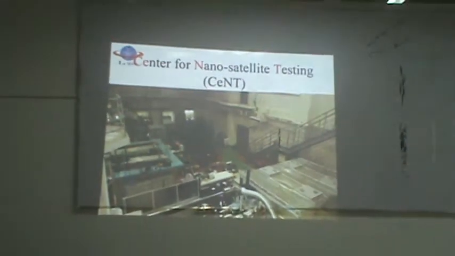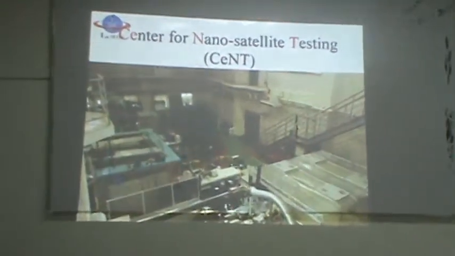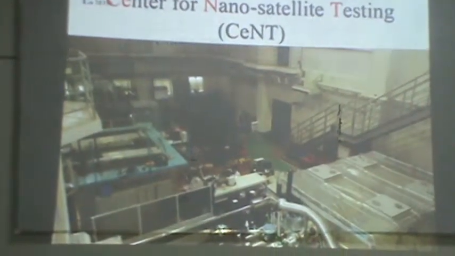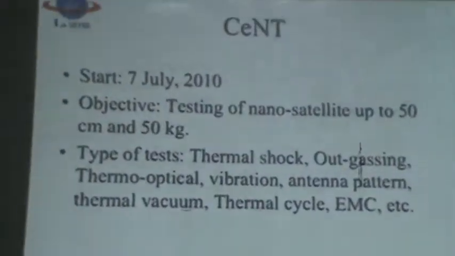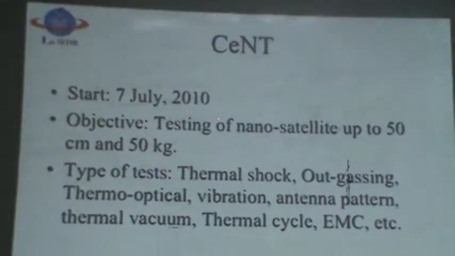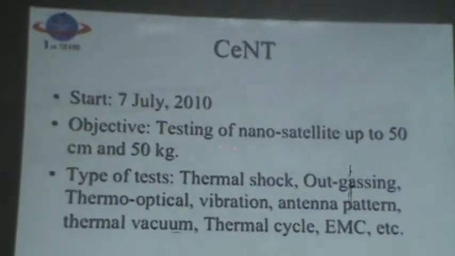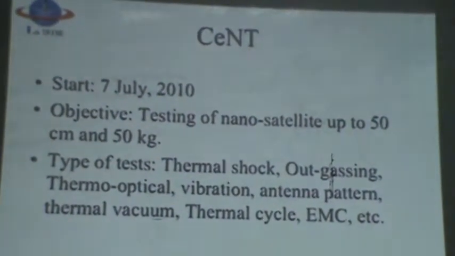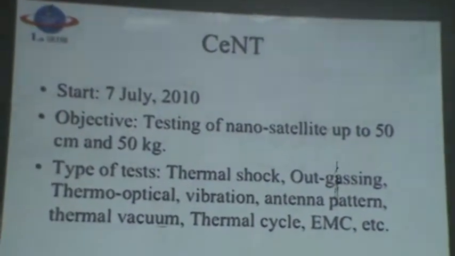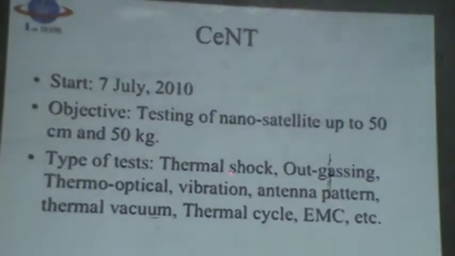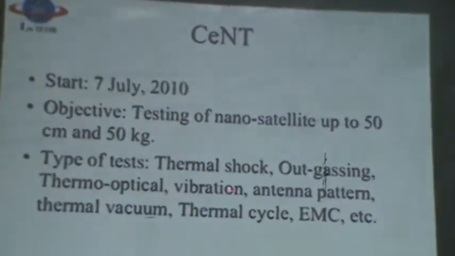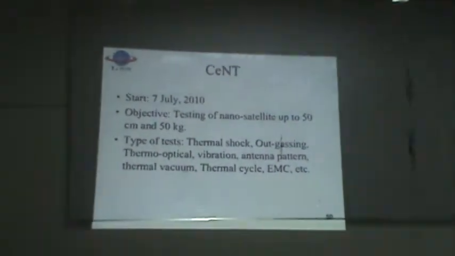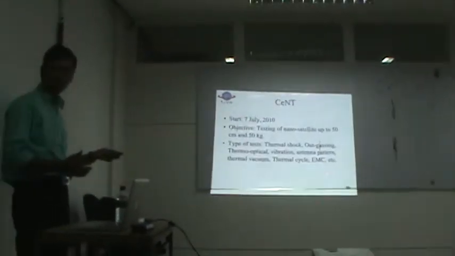I can skip it. So we have another center we call the nano satellite testing center. Different types of nano satellite can be tested here. Okay. And this started in July 2010. The objective is to test nano satellites up to 50 centimeter cubic and 50 kg. This is our maximum limit. And below this range, we can test any satellite. What do we test? Thermal shock, outgassing, thermo-optical properties, vibration test, antenna pattern test, thermal vacuum test, thermal cycle test, EMC test. Probably you know EMC.